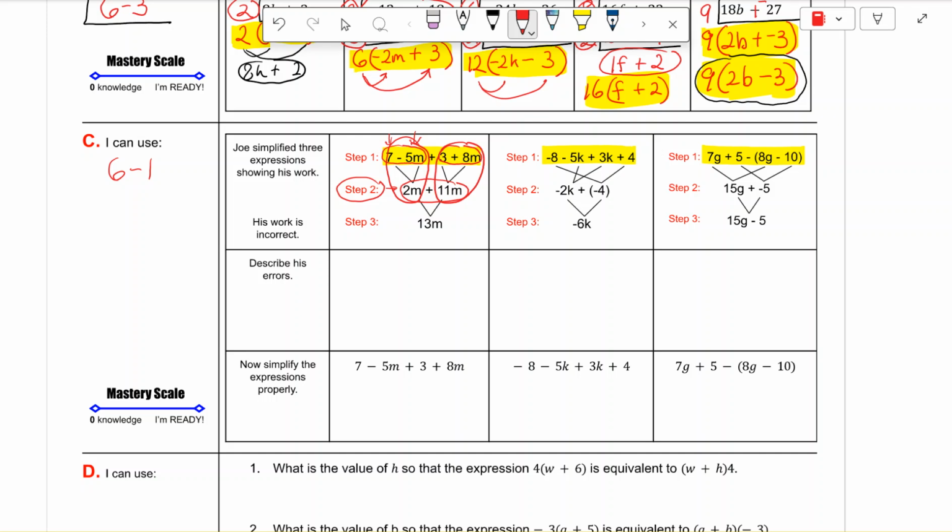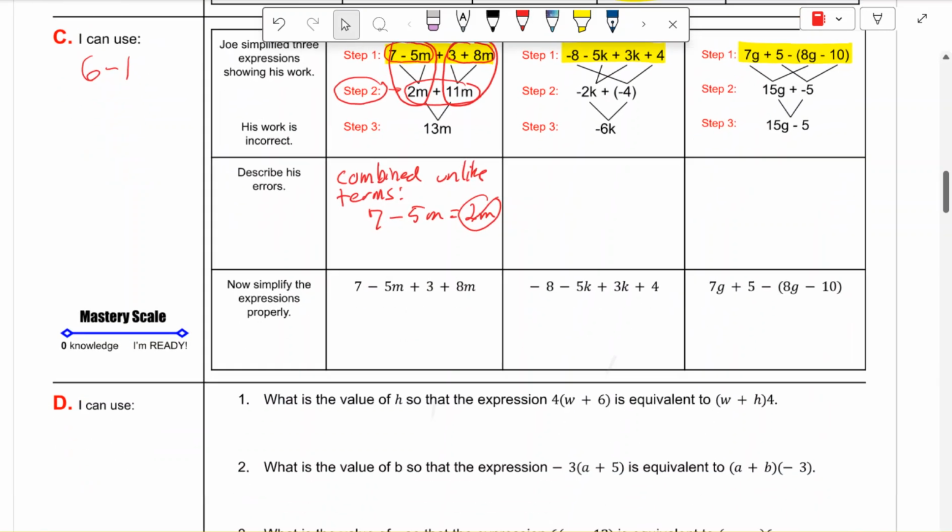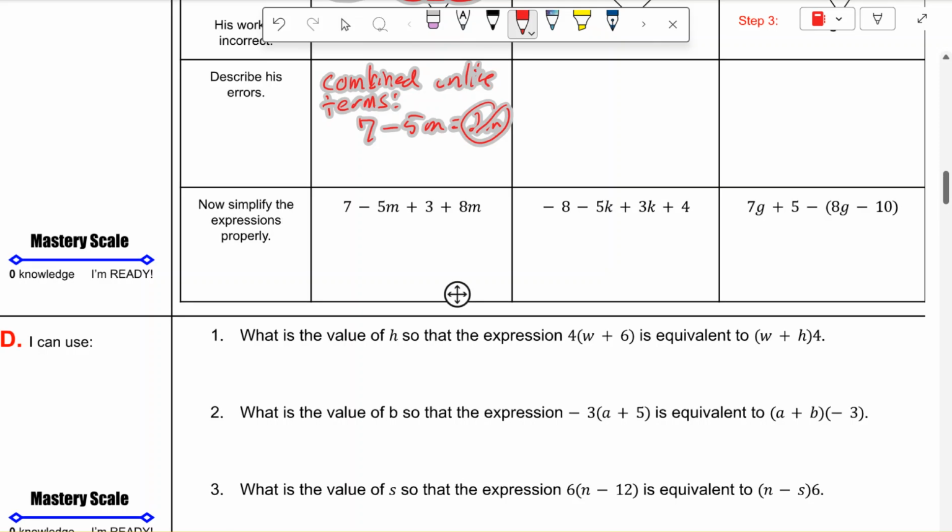So describe his errors. Joe combined unlike terms. Here's an example that Joe did. 7 minus 5m. He got what? 2m. Can't do that, Joe. No good. All right, so we're going to come down here and we are now going to simplify the expression properly. So we're going to fix Joe's errors.